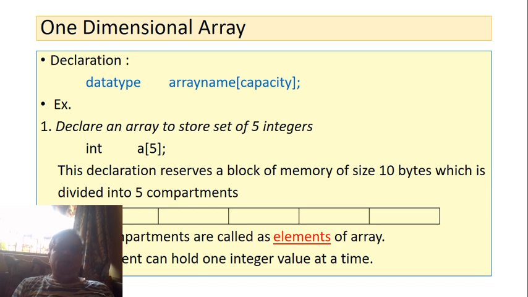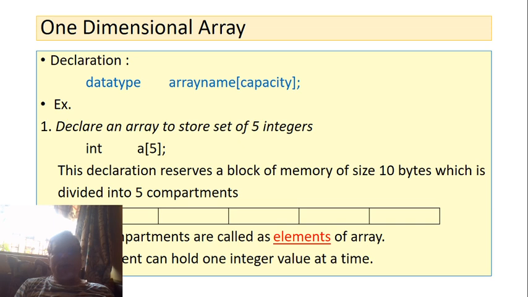One-dimensional array can be declared by using following syntax. We need to specify the data type followed by name of array, and in square bracket we need to specify the capacity. For example, if you want to declare an array to store a set of 5 integers, it can be declared like int a[5]; This declaration will reserve a memory block of size 10 bytes, which will be divided into 5 compartments as shown in the diagram.